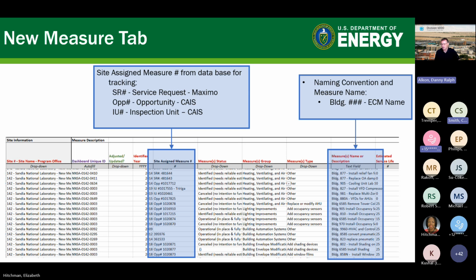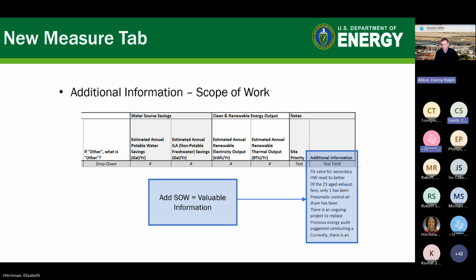Those are two lessons learned. When we go to upload our ECMs, the building name is mainly important for us because we have so many different buildings that have ECMs that go into the dashboard. Next sheet, please. At the very end of that template, there is additional information, and that's where we put the scope of work for the ECMs. For example, it could be the number of lighting fixtures, what rooms, horsepower on motors, what air handler, and so forth. That makes it easier to track the scope of work that needs to be done.